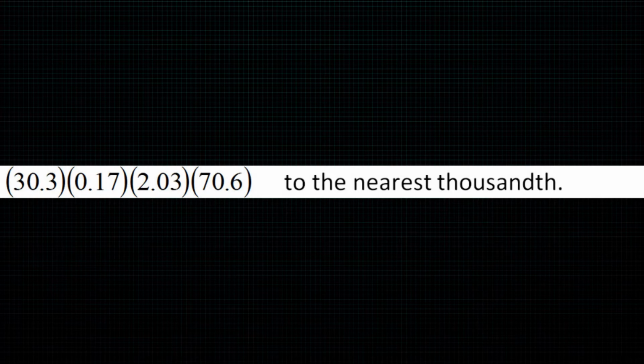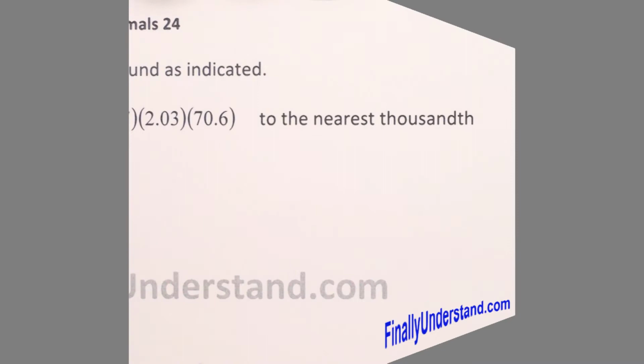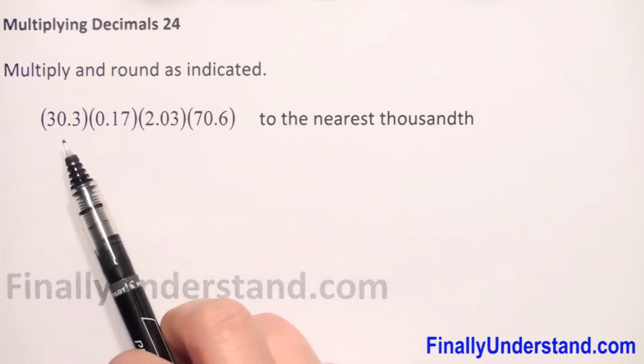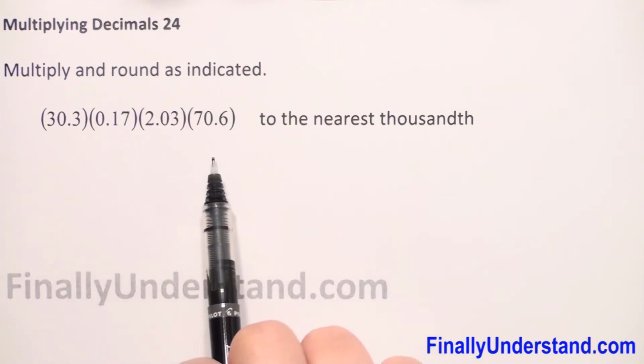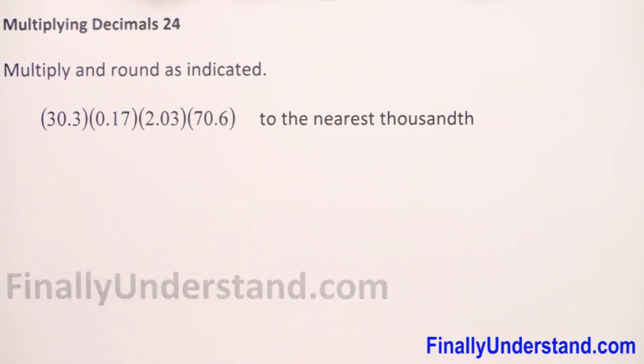We have multiplication, and next we have to round to the thousandth. So first, let's see what we have here. We have 4 decimal numbers to multiply. When we have multiplication, we start from the left and go to the right. And how do we multiply decimal numbers? We have to forget about decimal points and multiply the whole numbers.